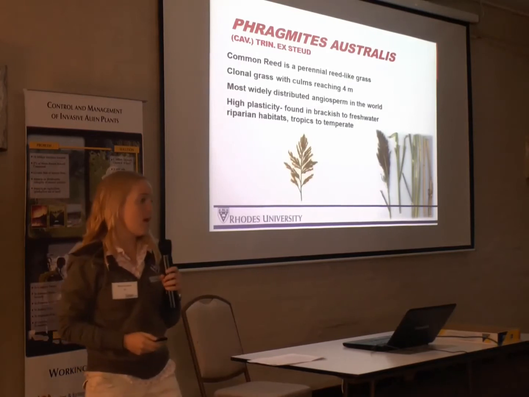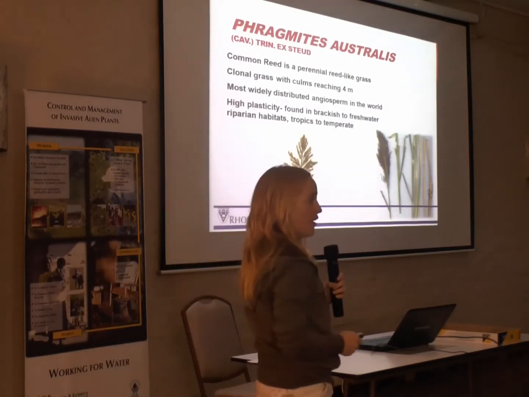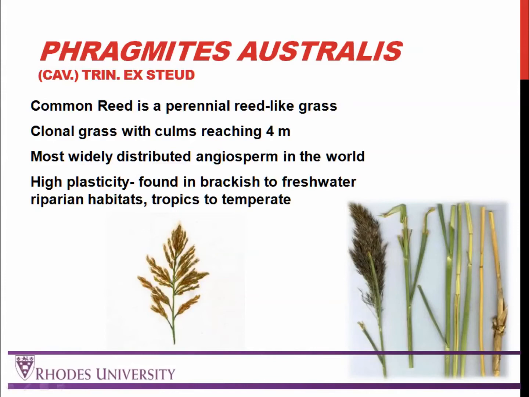Phragmites australis, otherwise known as the common reed in South Africa, is a perennial reed-like grass. It's a clonal grass and it reaches heights of about 4 meters. Phragmites is considered a cosmopolitan species. It's actually considered one of the most widely distributed angiosperms in the world.